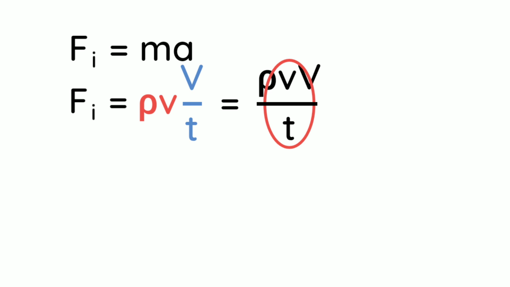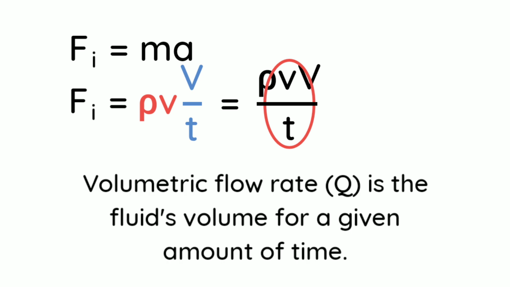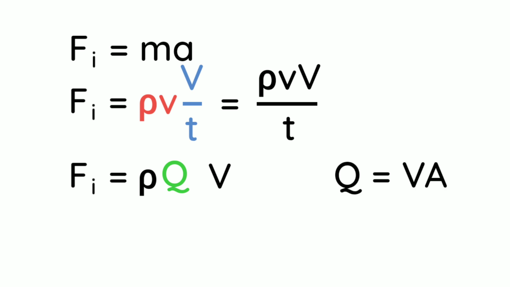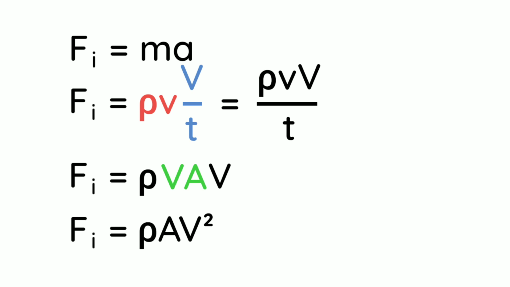But this volume over time here is actually the volumetric flow rate, denoted by Q, because by definition, volumetric flow rate is the fluid's volume per unit amount of time. Therefore, we replace volume over time with Q. And take note that Q is equal to velocity times area, so we replace our Q as V times A. Thus, our inertial force formula simplifies to rho times V times A times V, which further simplifies to rho times A times V squared.